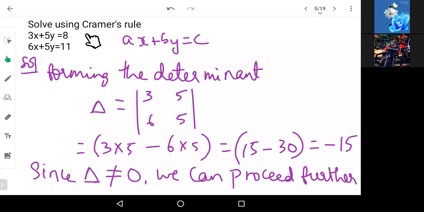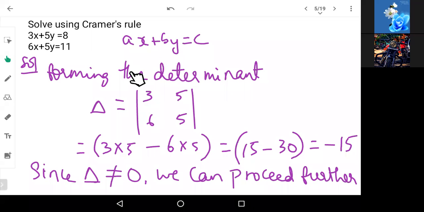So yesterday we were solving Cramer's rule problems. In that, we started with the first question, where we were given two equations, and those equations are supposed to be in the format of ax plus by is equal to c. If they are in this format, only then will we be able to solve using Cramer's rule.